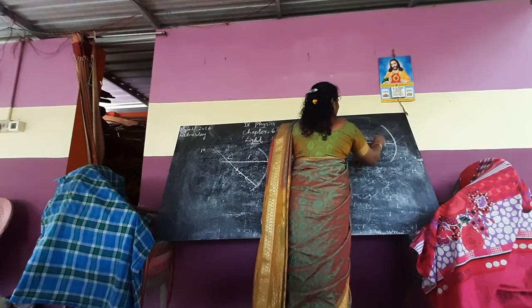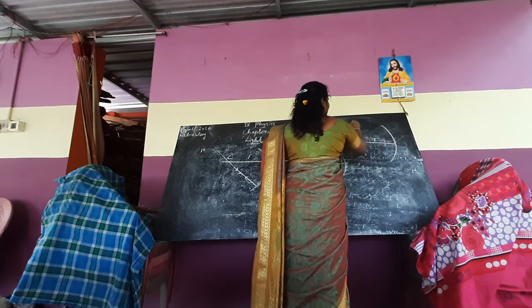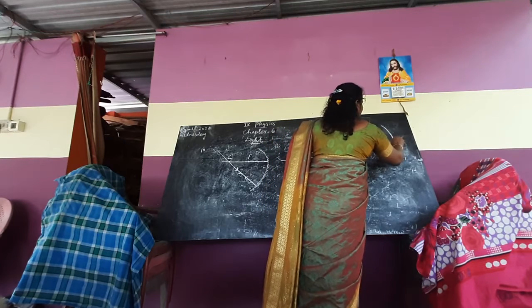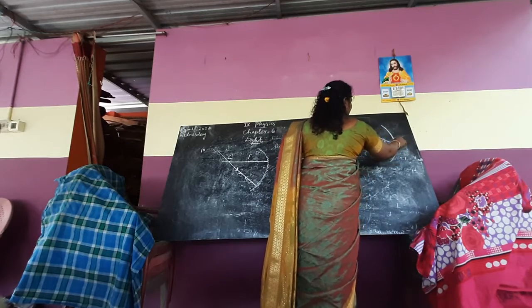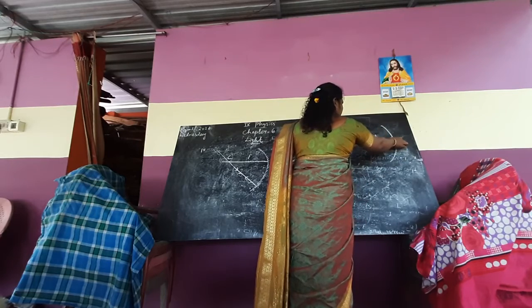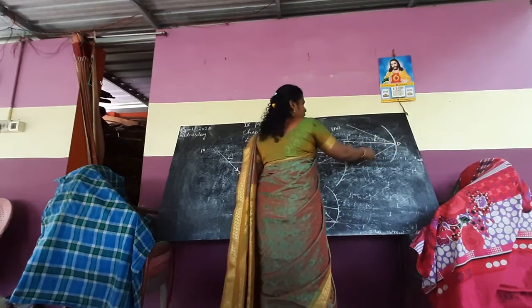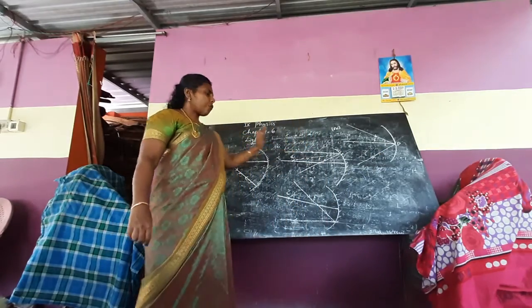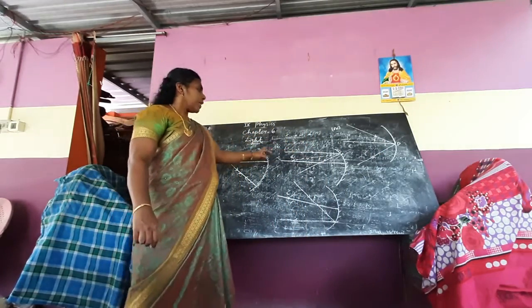So this is the principal focus, center of curvature. Now when a ray passes through the pole of a concave mirror, this is the pole of a concave mirror, after reflection it passes through the next side. So this is the fourth. There are four rules to draw a ray diagram.